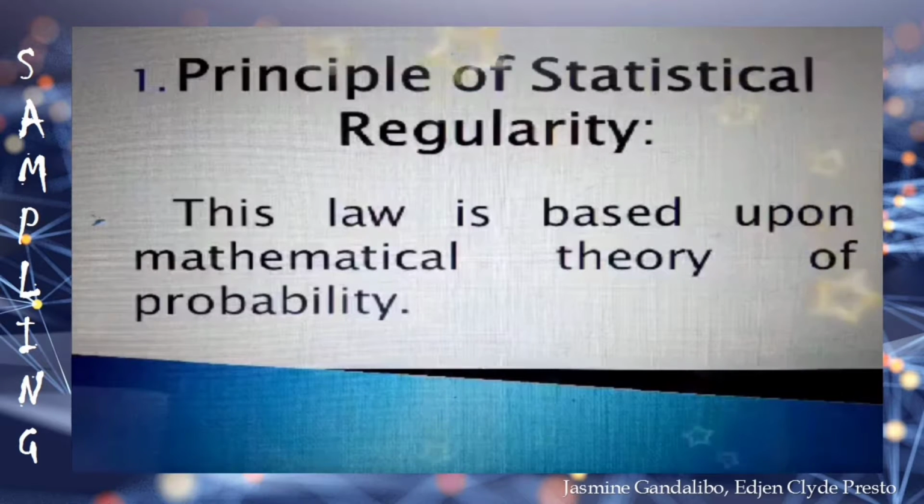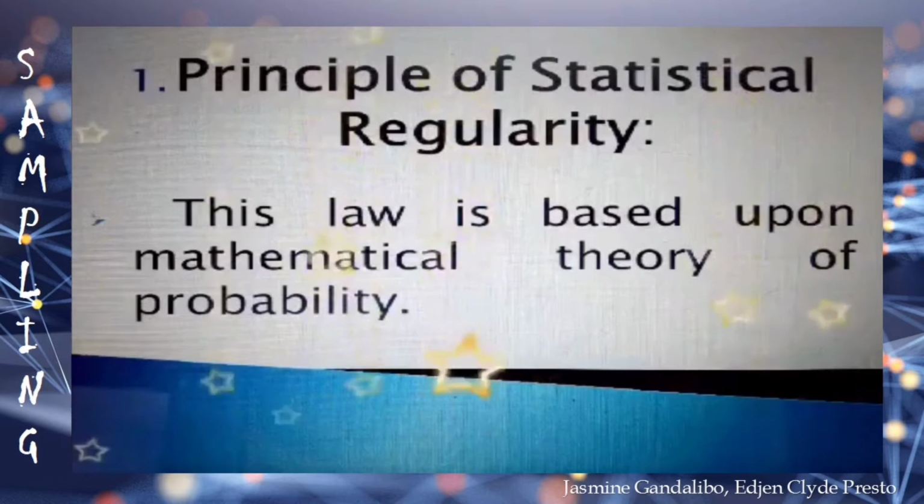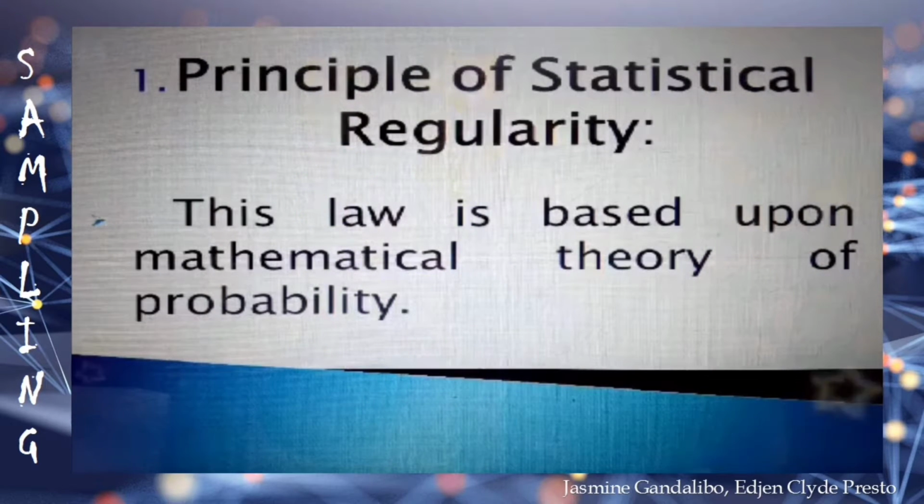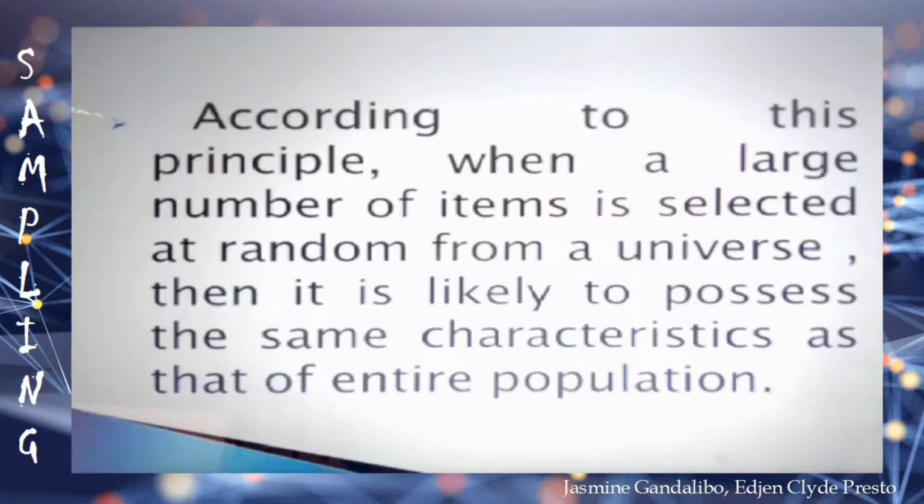The first principle is the principle of statistical regularity. This law is based upon the mathematical theory of probability. According to this principle, when a large number of items is selected at random from a universe, it is likely to possess the same characteristics as that of the entire population.